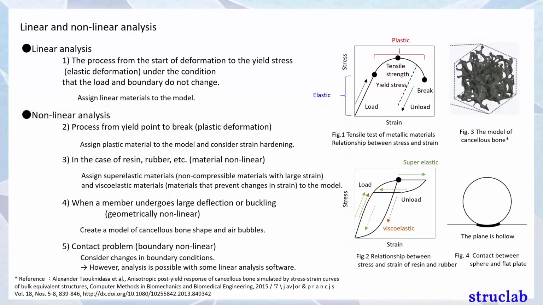I will explain linear and non-linear analysis. Figure 1 shows the relationship between the stress and the strain of metallic materials. A tensile test is a test that measures the load and displacement when one end of a test piece is fixed and the other end is pulled. The horizontal axis represents the strain and the vertical axis the stress.